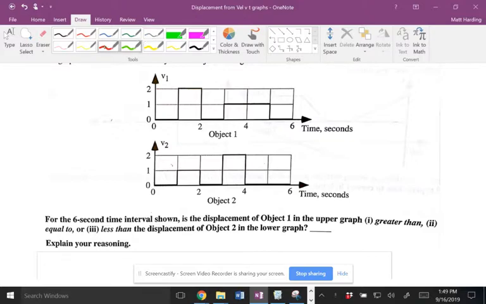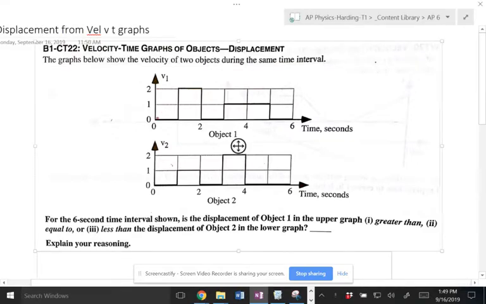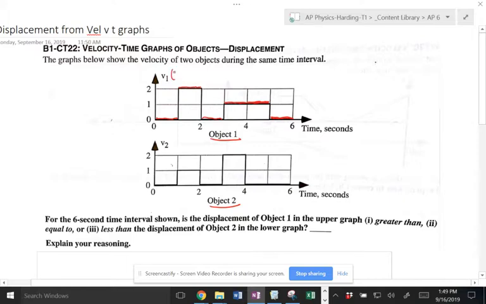So the graph is kind of tough to see on the screen on the Pear Deck, so it's up here for you. These are two velocity versus time graphs, one for object 1, one for object 2. Let's say these velocities are in meters per second. I don't know why they didn't put a unit on here. That seems silly to me. Okay, so that's object 1.